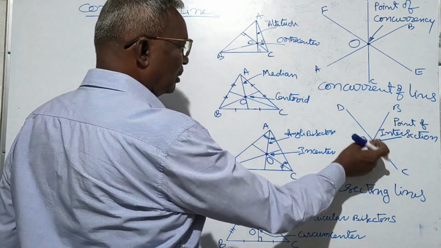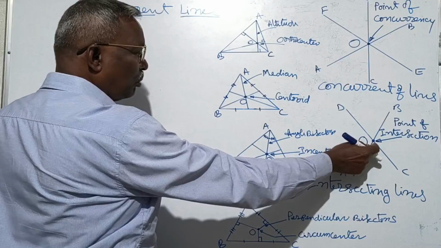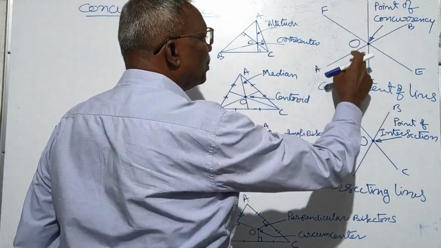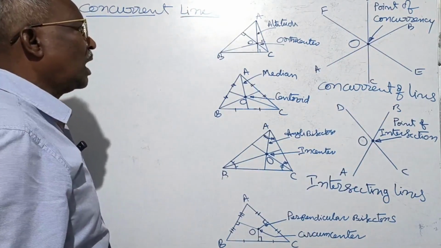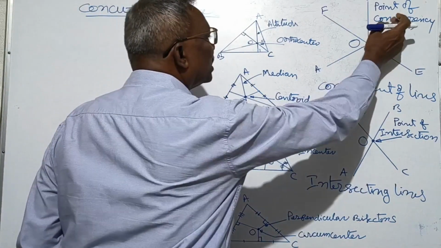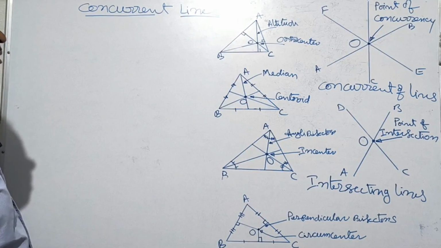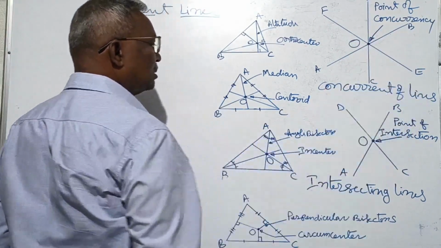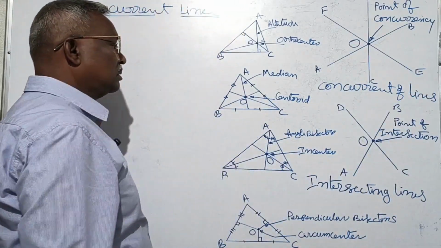For example, here two lines are passing through a common point. Here three lines are passing through a single common point. That common point is called the point of concurrency. Those lines are called concurrent lines.